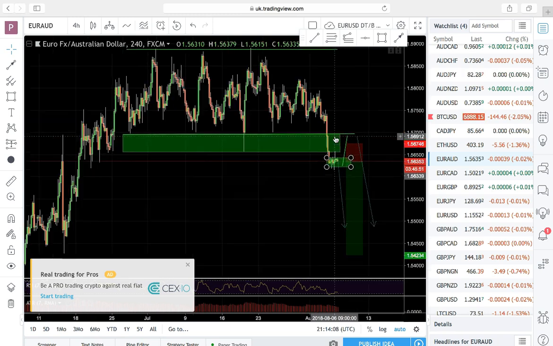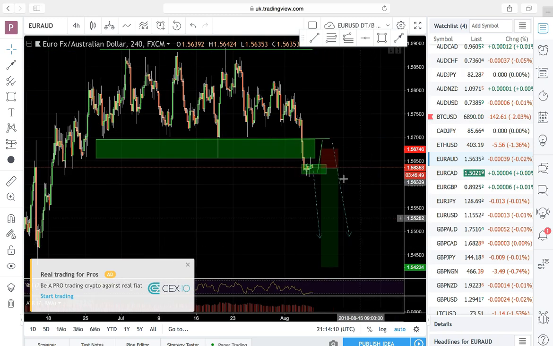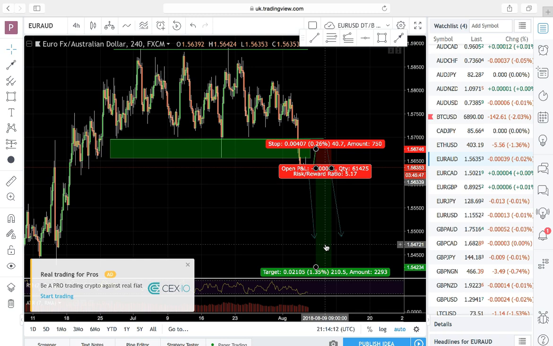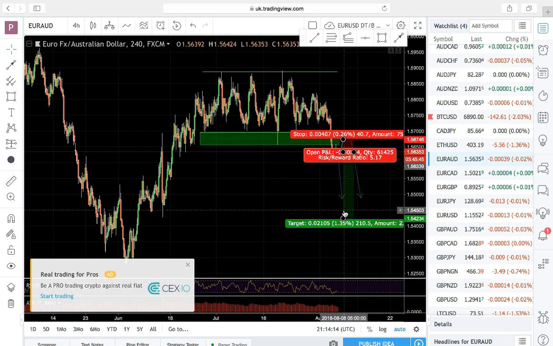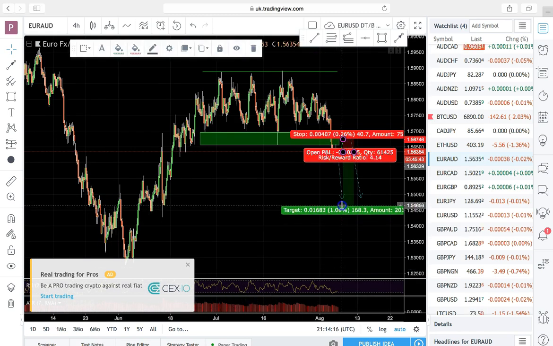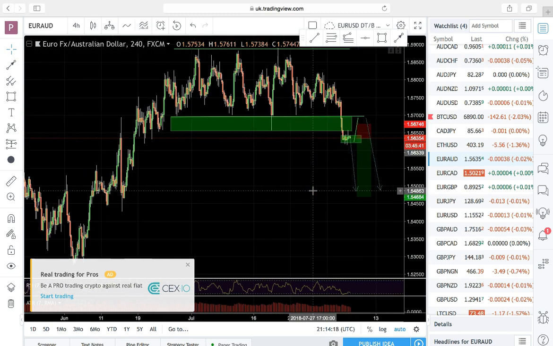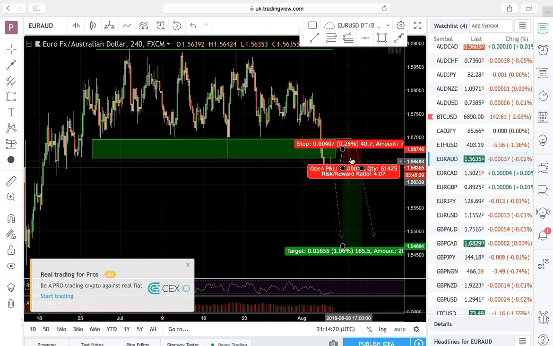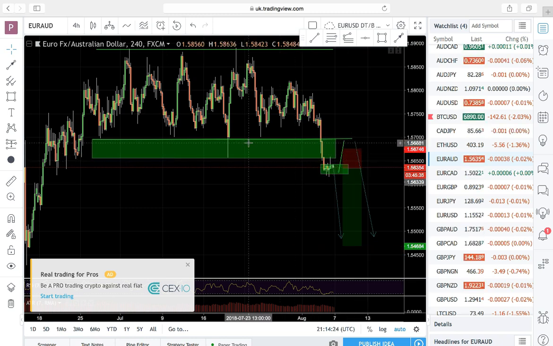But in this case, I'm willing to risk 43 pips to make 143. There we go. Somewhere around there. And if I get taken out, I have another chance to enter up here.